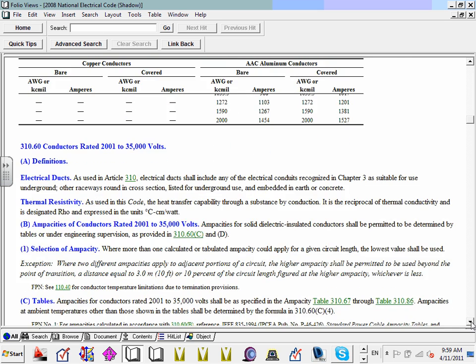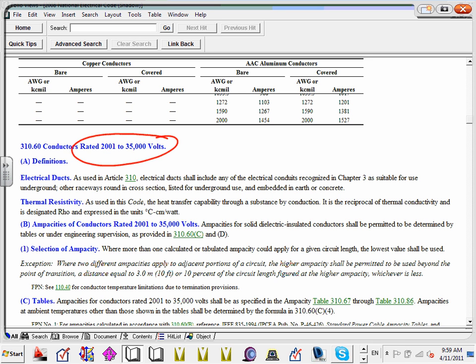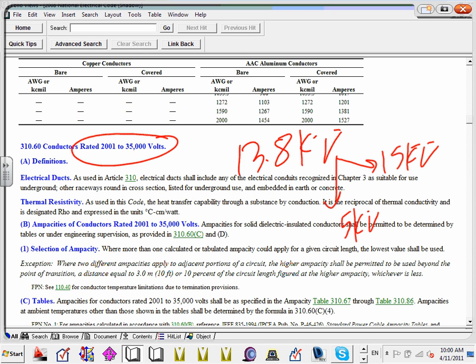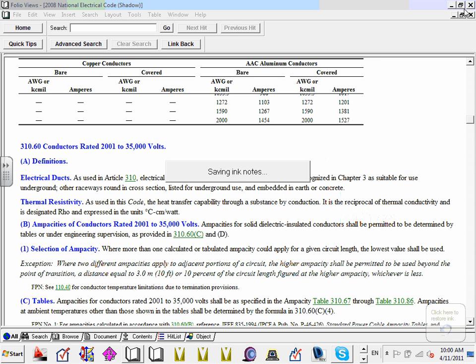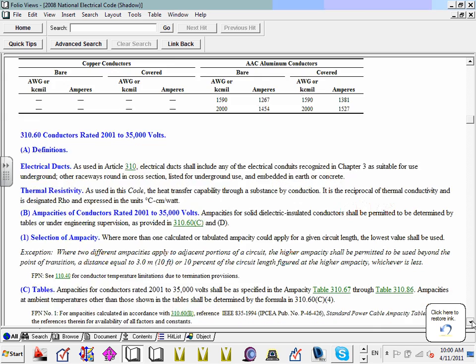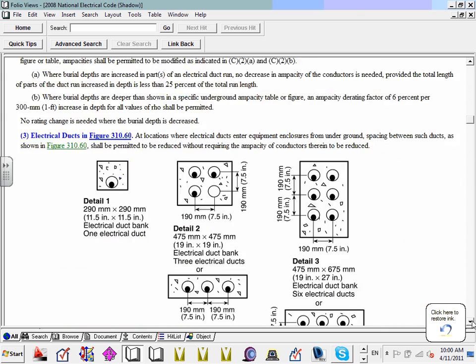Let me go to the second one I'm going to highlight, guys, which is high voltage, 13,800 volt. So these are rated for 50 kV and 5 kV. When you have high voltage cables, guys, here's the table that you use. And I know we use a few of them here. Let's go straight into a bunch of tables.